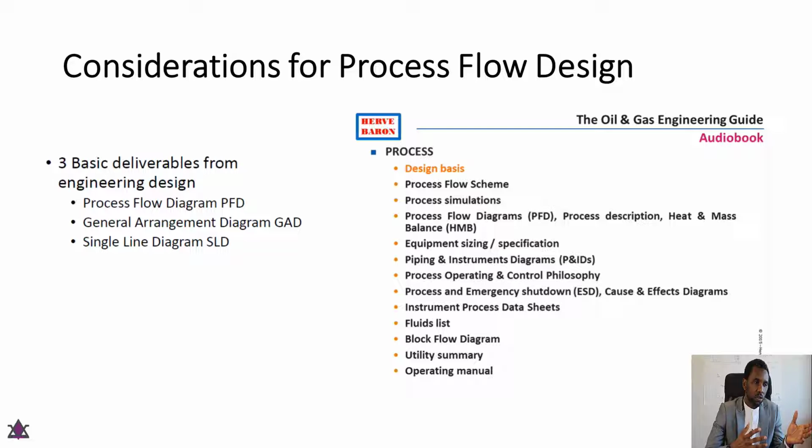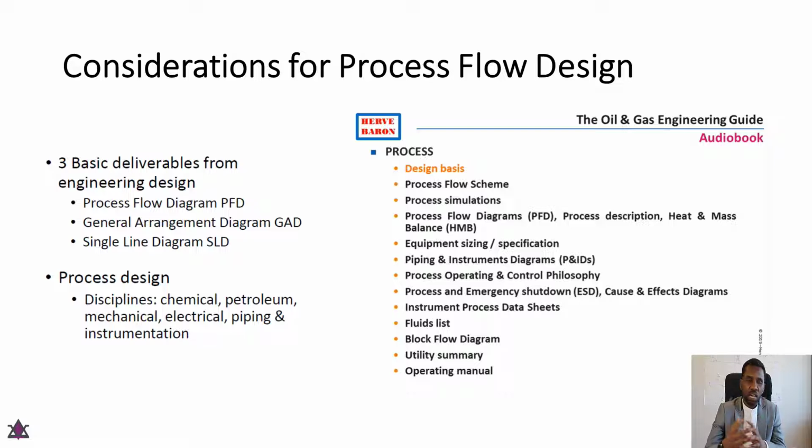So you see here, process design basis, process flow scheme. These are different considerations in carrying out the process flow. In process design, you typically have the chemical engineer, petroleum, mechanical, electrical, piping and instrumentation. You hardly have the civil engineer at this stage of the project. If it's an oil and gas facility, you are going to have a lot of chemical, petroleum engineers and mechanical. If it's more of a mechanical process facility, like a power plant, you'll have more mechanical engineers involved in the process design.